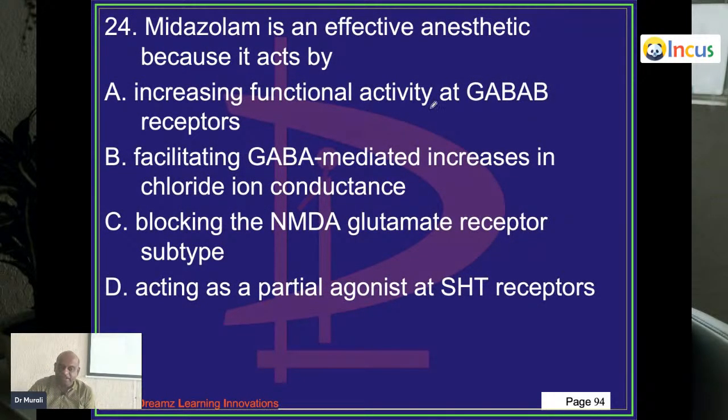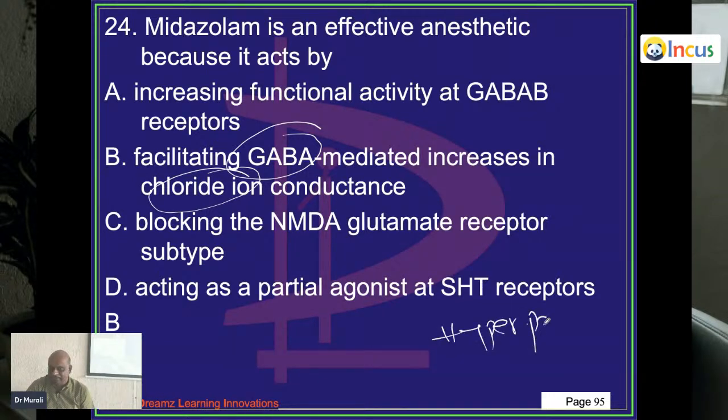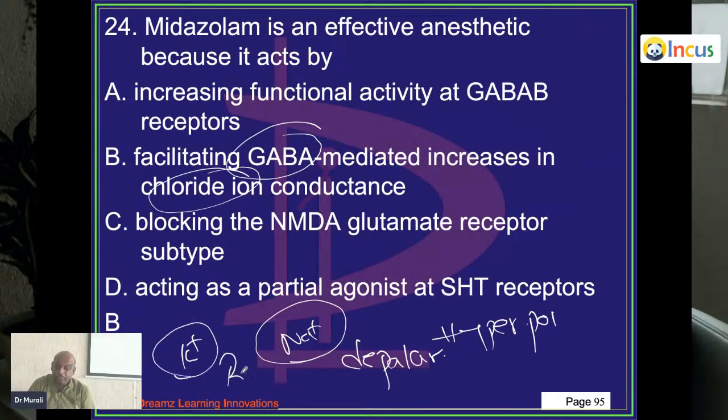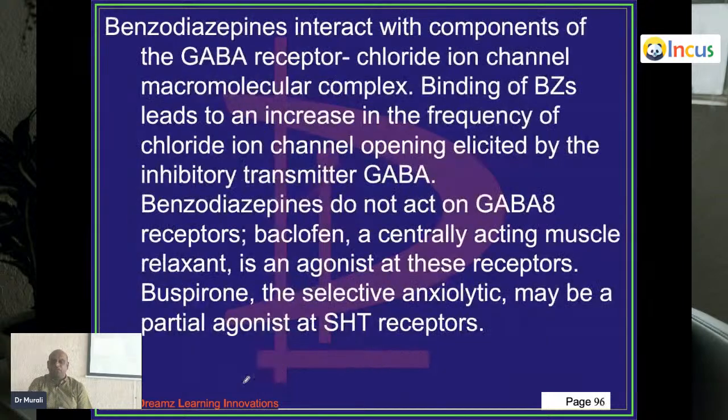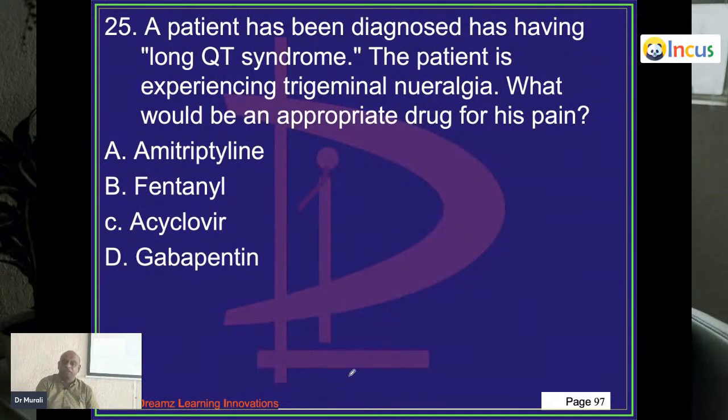Midazolam is an effective anesthetic. Why? Because it facilitates GABA-mediated increase of the chloride ion conductance. Chloride ion conductance leads to hyperpolarization, just like sodium ion conductance leads to depolarization, and potassium conductance leads to repolarization. So these are the points that you need to basically remember.